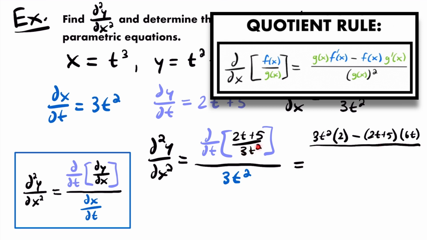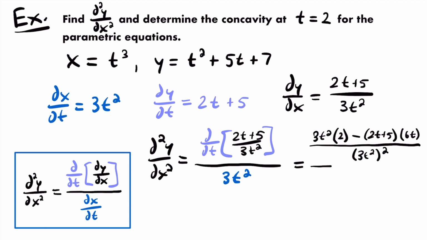So we're going to have 3t squared, squared. Okay? And then this is all still divided by this 3t squared, which is in the denominator of our second derivative. So we'll have 3t squared. Okay, and so this would be our second derivative, but it's pretty messy.